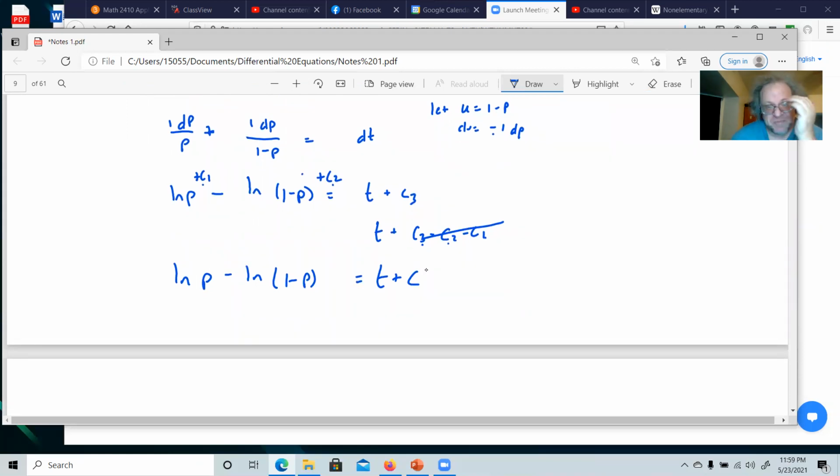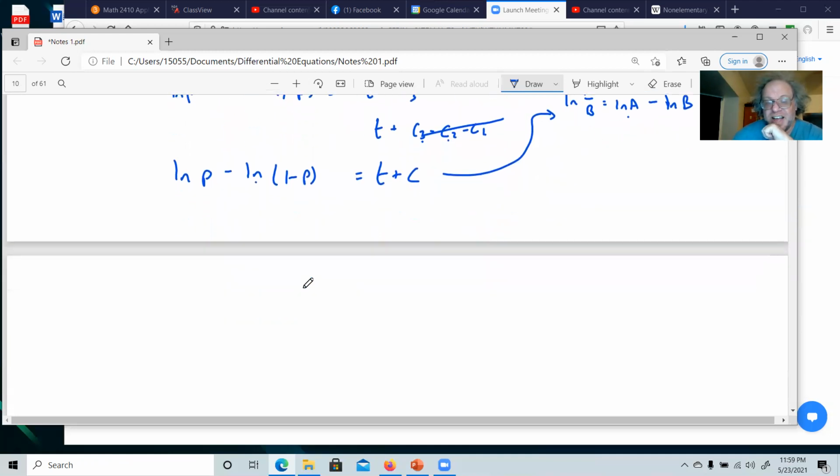Okay, do you remember your rules of logarithms? Of course you do, like it was yesterday. And do you remember the log of a over b is equal to the log of a minus the log of b? Notice that's what we have here. So we're going to say that this is the log of p over 1 minus p, and that's equal to t plus c still. Well, why did I do that? It's because I only have one logarithm now.